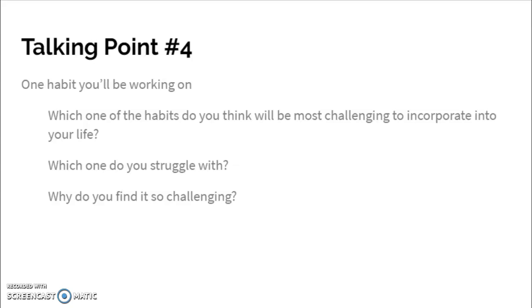The fourth talking point will be one habit that you're still working on. So which one do you think is most challenging to incorporate? Which one do you feel like you maybe struggle with? And why do you find it so challenging? Why do you think it's one of those that's going to maybe take you a little bit more time?